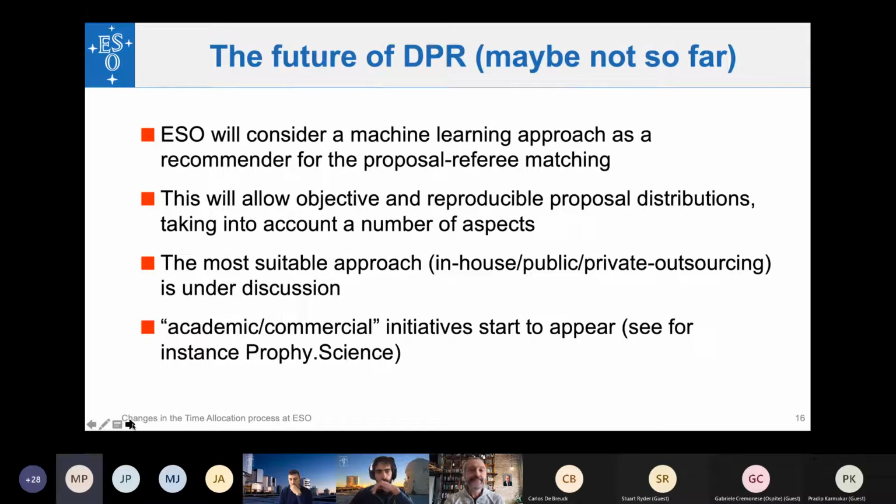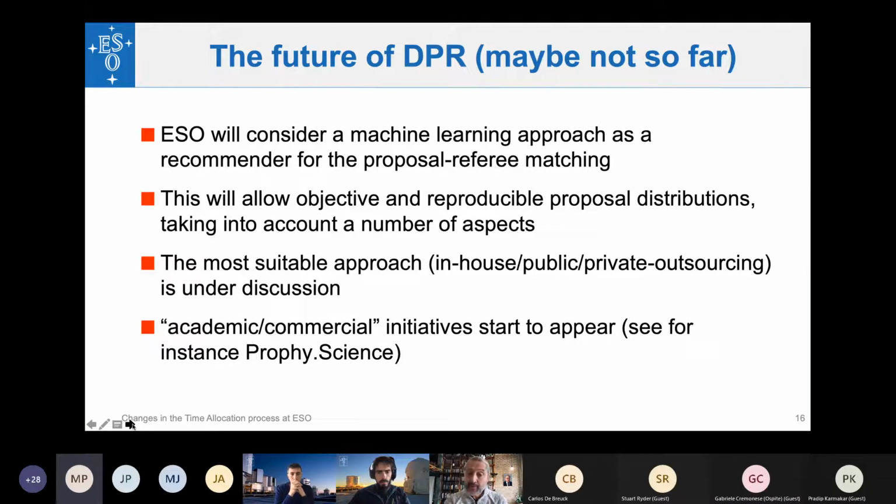I'm getting close to the end. So as I said, ISO will consider a machine learning approach as a recommender. This has to be clear: it is a recommender, because the final decision is going to be taken by humans, but as a recommender for the proposal referee matching. It will be objective and reproducible, meaning that whenever you run it, it will always give the same results, independent of what the user thinks about their own proposal or themselves. And taking into account a number of aspects of the conflicts and all of that.